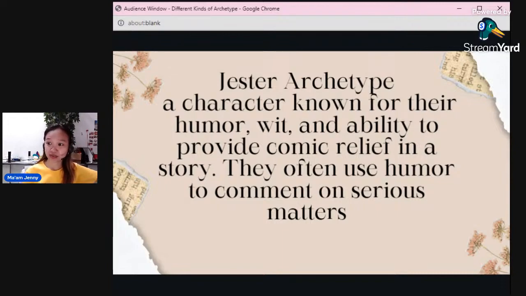Next, you have the jester archetype. So ito yung character known for their humor, wit, and ability to provide comic relief in a story. They often use humor to comment on serious matters. So sometimes, merong mga eksena sa stories na talagang sobrang intense na yung emotion.